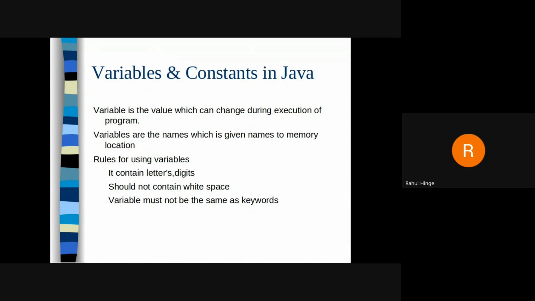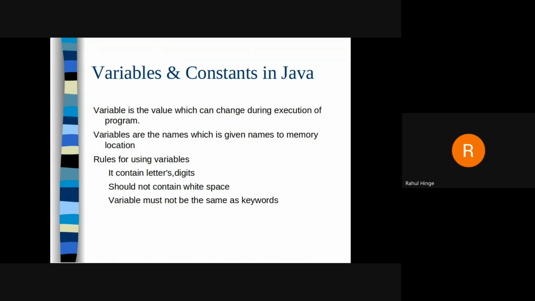Now let's see variables and constants. First of all, we can start with variables. So what is a variable? A variable is a value which can change during execution of a program. It has a value, but that value can be changed while running your program, and that's the reason we can say it's a variable. Variable means changing, correct?